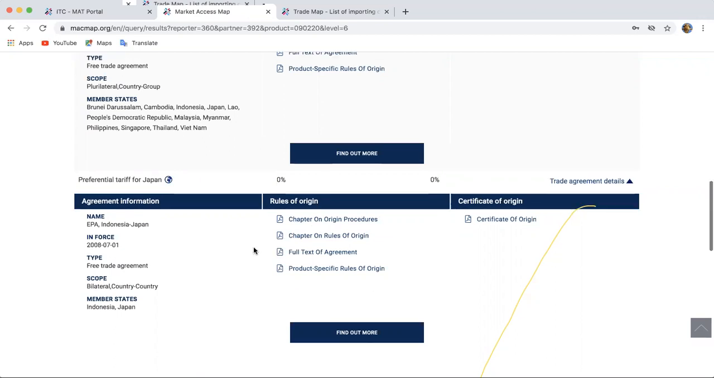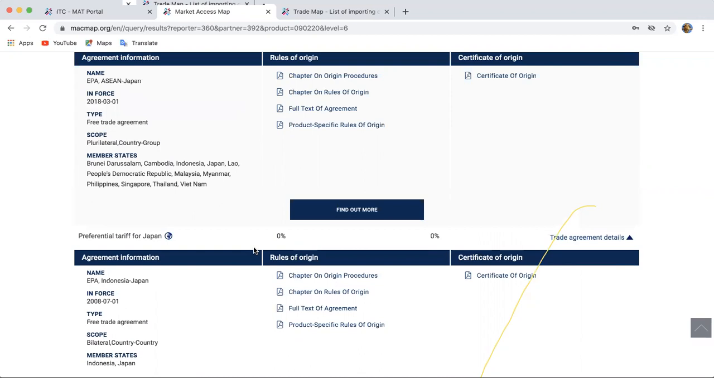So in this case, you would need to figure out what you would actually need to do to comply with these rules of origin in both cases and select the trade agreement that would work best for you. What is the easiest to comply with, maybe?